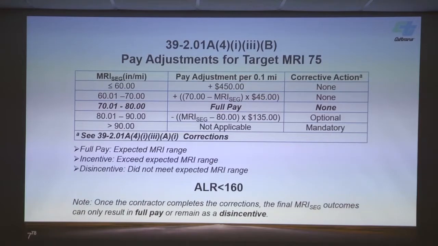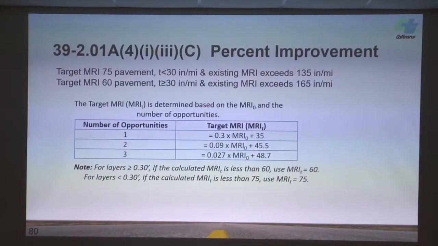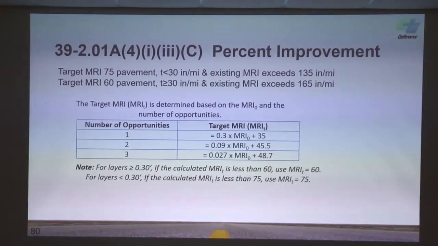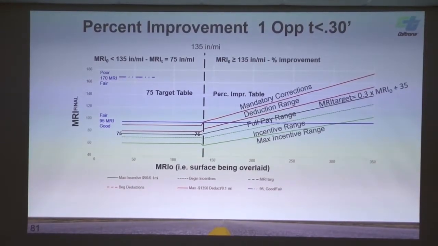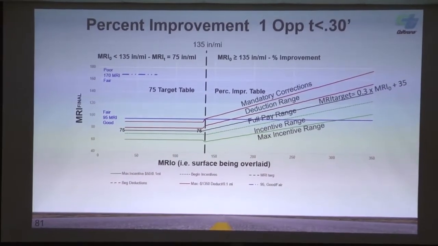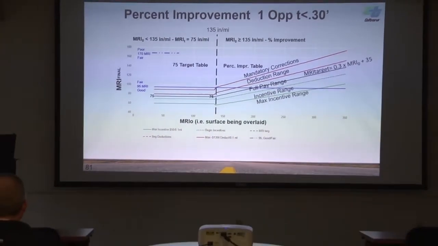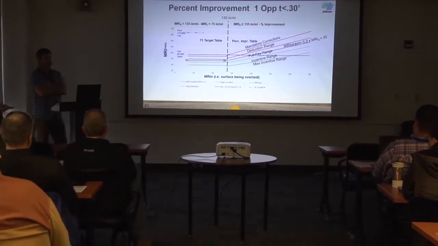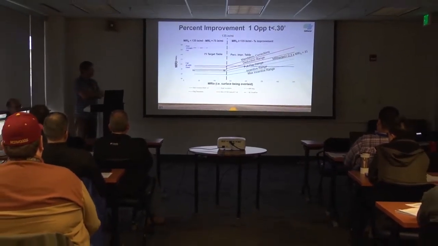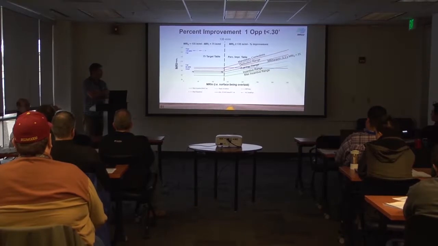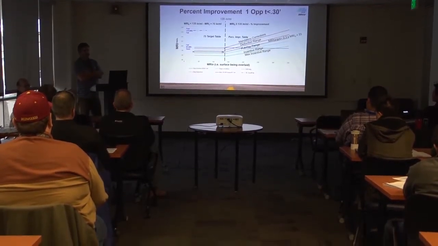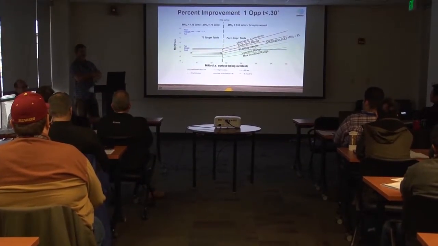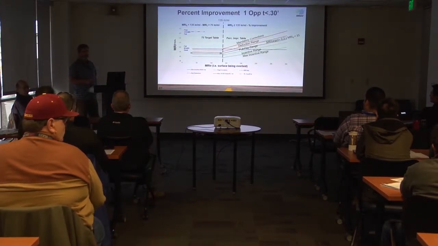No, I think what I meant is, when they're in the mandatory correction, what does that entail for the contractor? Grinding. Grinding to get down to the acceptable limit. So if I paved it and got a 95, and my existing MRI was below 135, so I'm not in that percent improvement range, I'm in the hard target 75 range, and I paved it to a 95, I have no choice. As an RE, I have to tell him he needs to bring it down, and it's mandatory correction. So they're going to grind and pave.